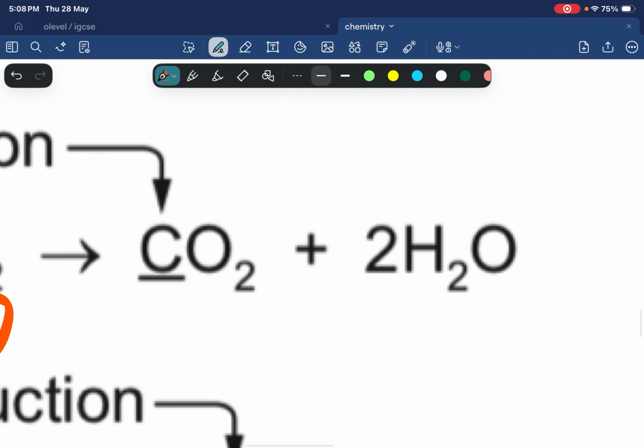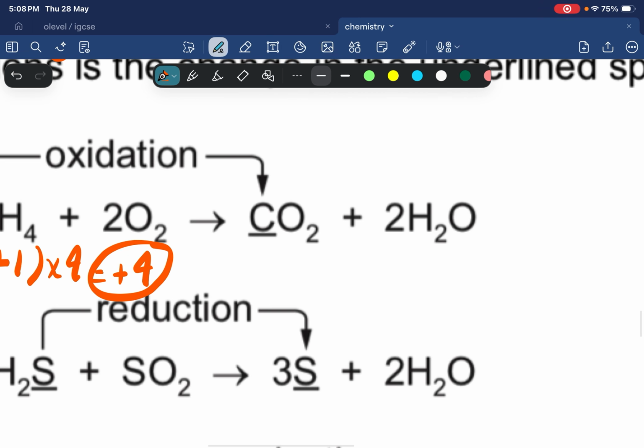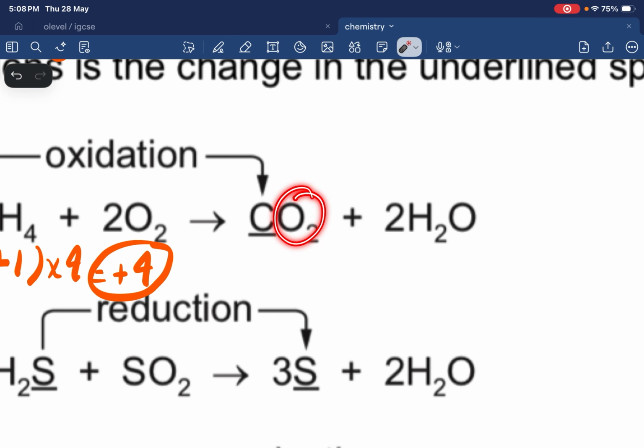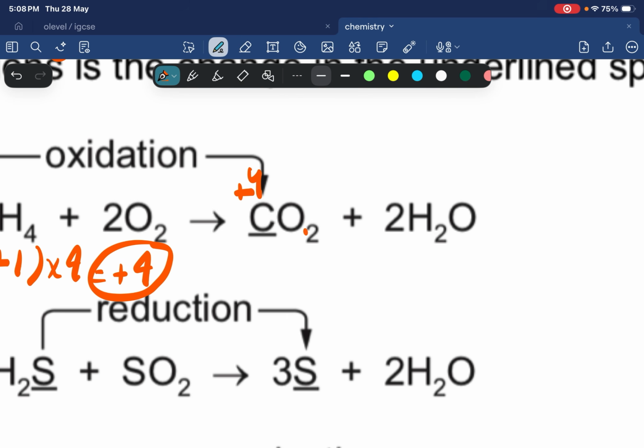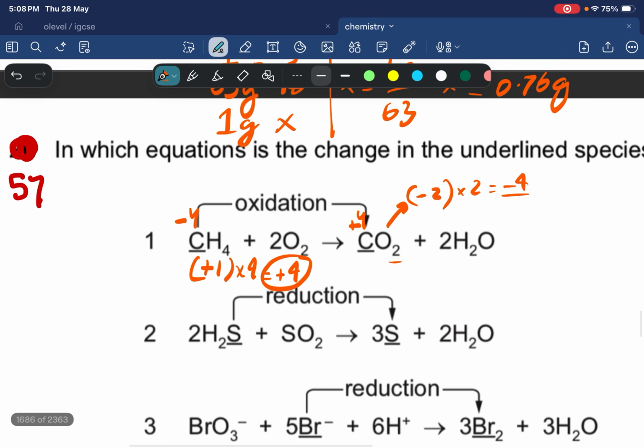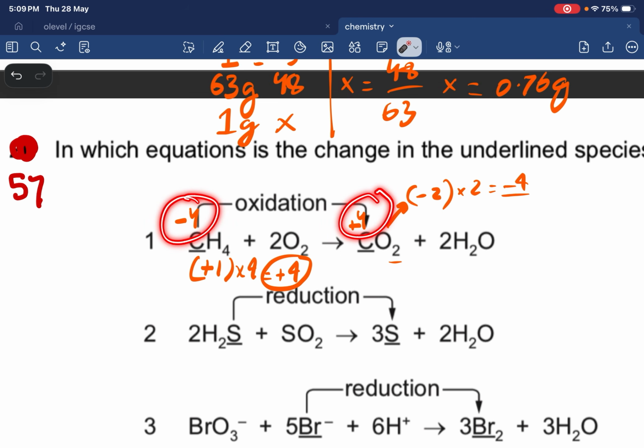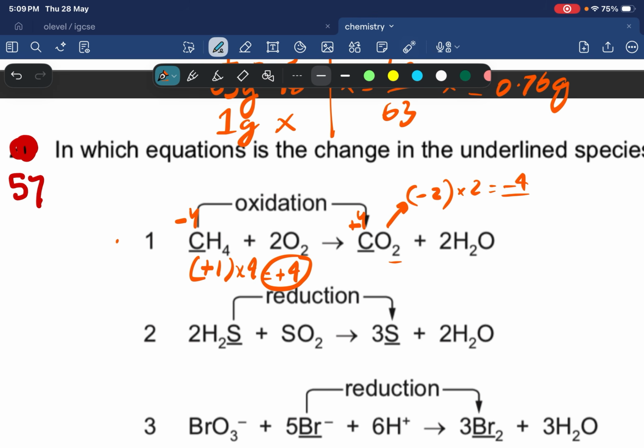Over here, carbon is being attached to oxygen, which is more electronegative than carbon. So it's going to have a positive 4 here. Why? Because oxygen always has a -2, and multiplied by 2 oxygens, it gives me a -4. To balance out a -4, I need a positive 4. Okay. So -4 to +4. Definitely oxidation, and that is correct because there's an increase in oxidation number.